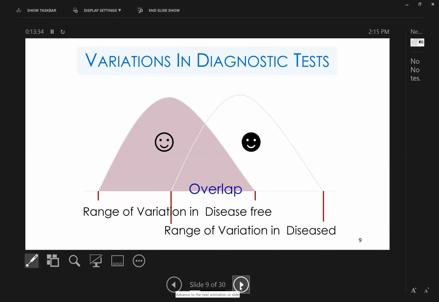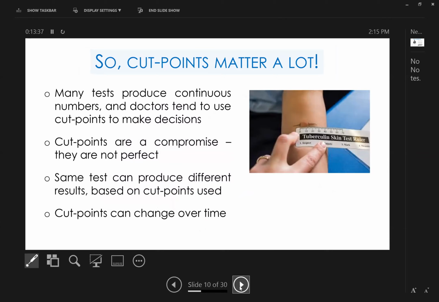So this is a challenge in all tests, which is why cutoff points matter a lot. For example, I've just given you an example from my field. When we do the tuberculin skin test or the PPD skin test, sometimes we use a cutoff of 10 millimeters. Sometimes for people who are in close contact with TB patients, we use a cutoff of 5 millimeters, sometimes 10 millimeters, sometimes 15 millimeters. So there's no point in saying a test is positive without saying what cutoff was used, because it's important to understand that. Same thing for antibodies for COVID. How much antibodies do you need in your blood before you say the COVID test is positive, right?